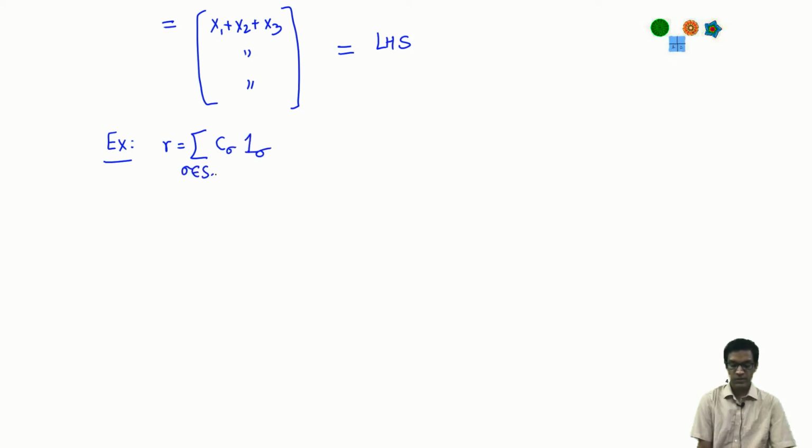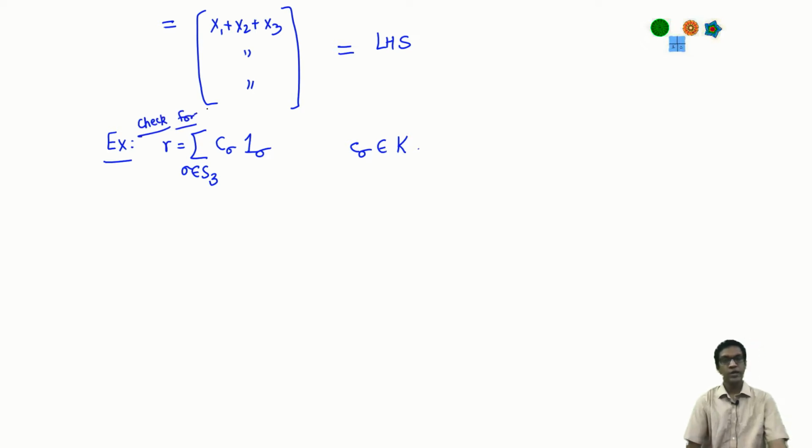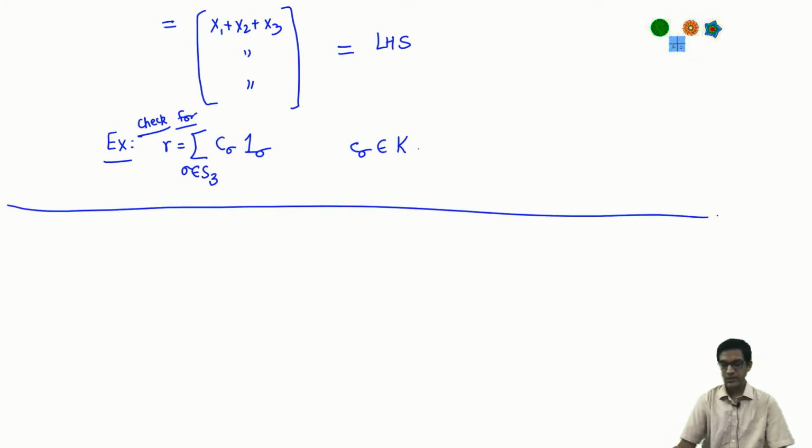So this is a sum over all sigma in S3, where the c sigmas are all field elements. Recall that's a typical element of my group algebra or group ring, and check the same for such most general ring elements, that the left hand side and right hand side will actually be equal. So that's the first example for this lecture, a homomorphism of a module over a group ring. Now here's a second example.